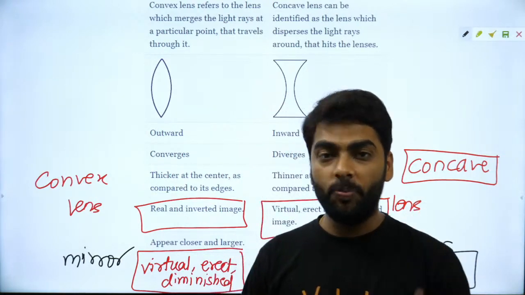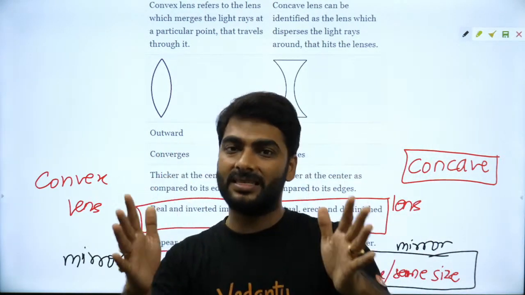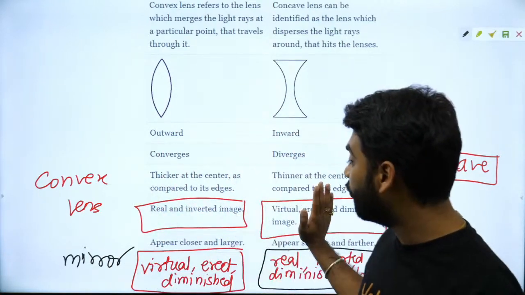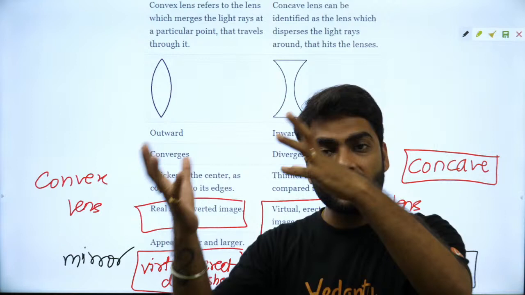ठीक है? I hope you guys have understood this topic. Just remember the nature of lens, mirror is completely ulta. Mirror is completely ulta. ठीक है? So that is about concave lens, concave mirror, convex mirror.